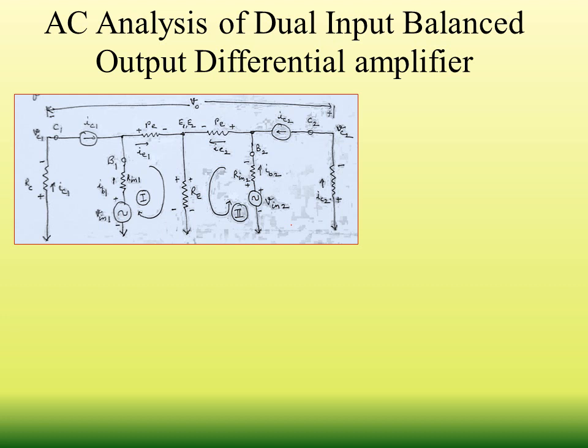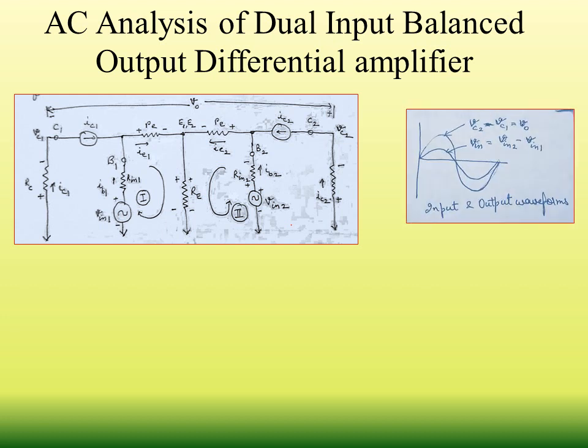E1 and E2, both the emitters, are connected as shown in the center. B1 and B2 are shown in the first loop and second loop, and C1 and C2 are shown at the far end, left hand side and right hand side. Input has been provided at the base B1 and base B2 of the two transistors. These are the input and output waveforms, the way they are given.